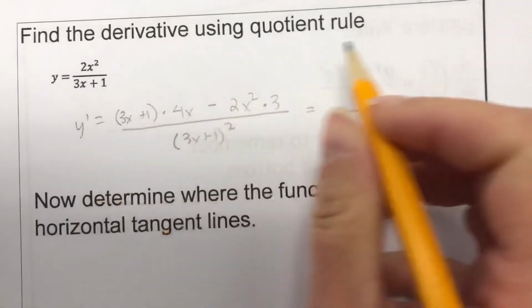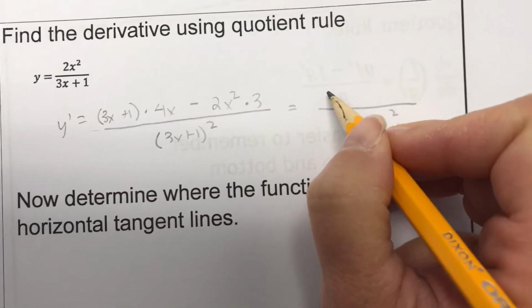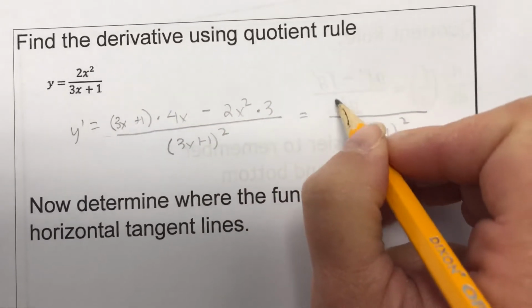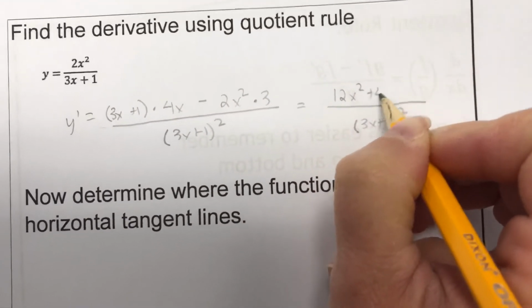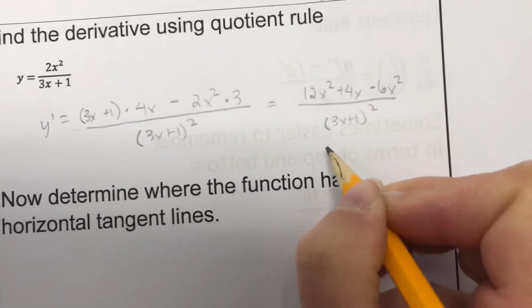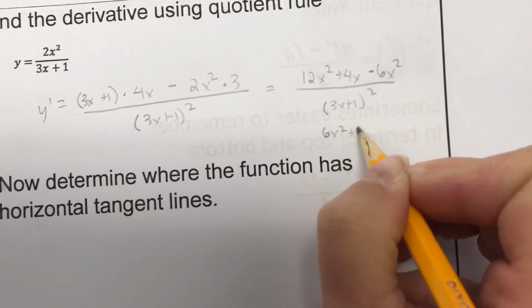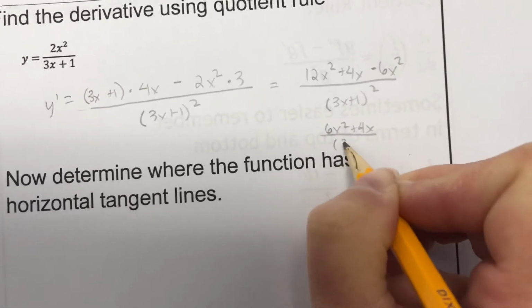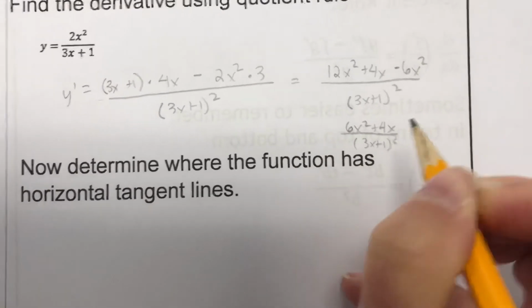Now let's simplify the top. It comes out to be 12x squared plus 4x minus 6x squared. That will simplify to just be 6x squared plus 4x, all over (3x plus 1) squared.